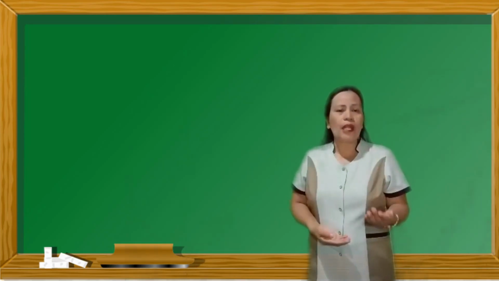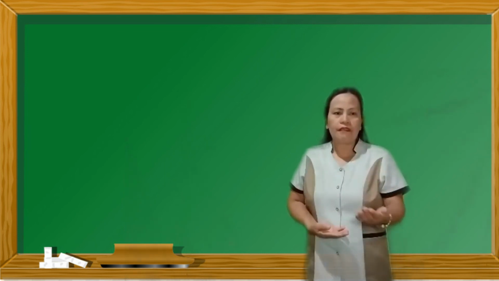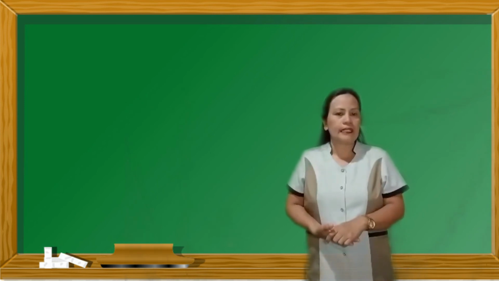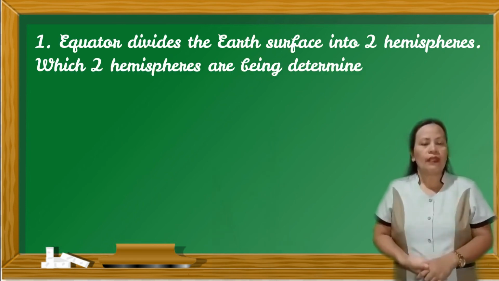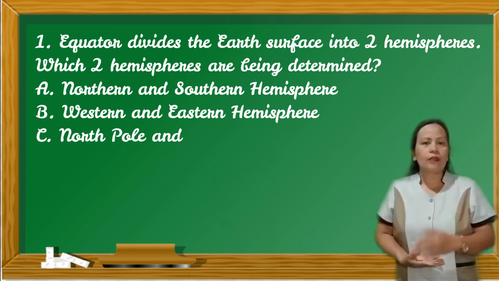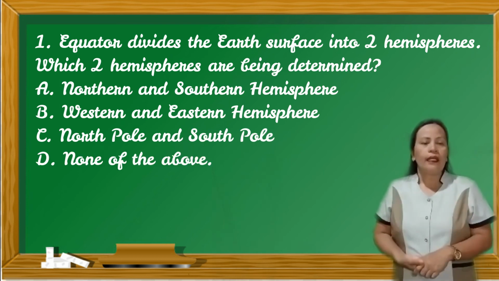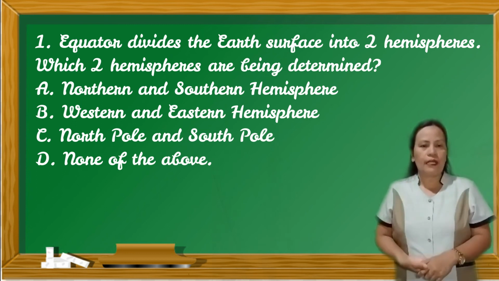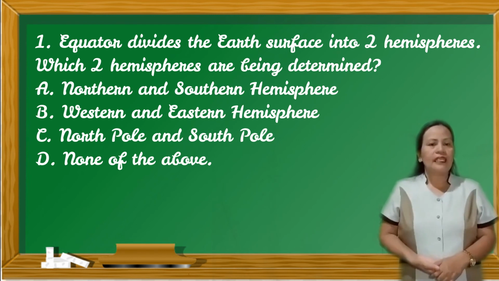Let us measure how much have you learned in this lesson. I will give you 5 seconds to answer each question. 1. Equator divides the Earth's surface into 2 hemispheres. Which 2 hemispheres are being determined? A. Northern and Southern Hemisphere. B. Western and Eastern Hemisphere. C. North Pole and South Pole. D. None of the above.